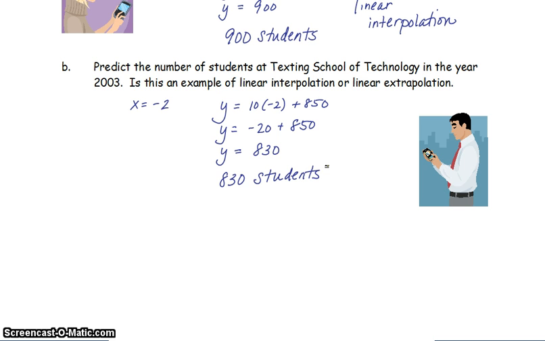Because the year 2003 is outside of the data that we know about, our data starts at 2005, this is 2003, so it's before it starts. This is an example of linear extrapolation.